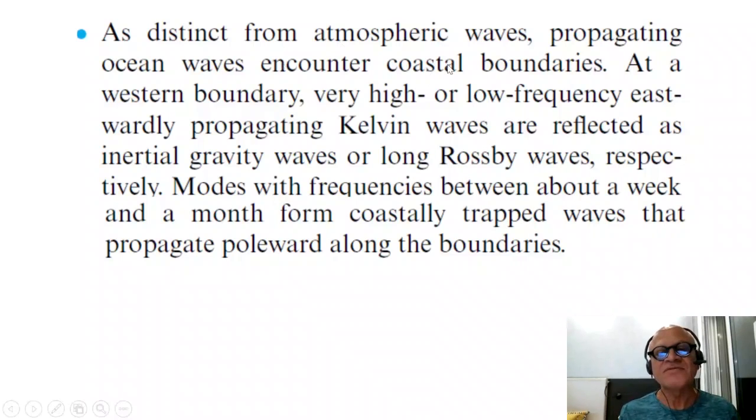As distinct from the atmospheric waves, propagating ocean waves encounter coastal boundaries on both sides, unless you are in the Southern Ocean. At a western boundary, very high or low frequency eastwardly propagating Kelvin waves are reflected as inertial gravity waves or long Rossby waves respectively. So it depends on the frequency of the incoming Kelvin wave, which propagates eastward along the equator. Modes with frequencies between about a week and a month form coastally trapped waves that propagate poleward because there is no westward group velocity mode present in that period.